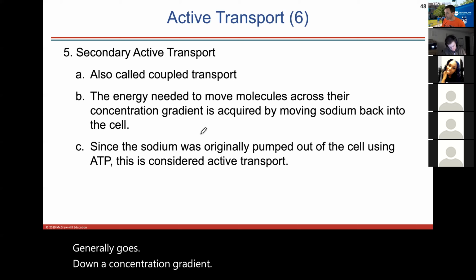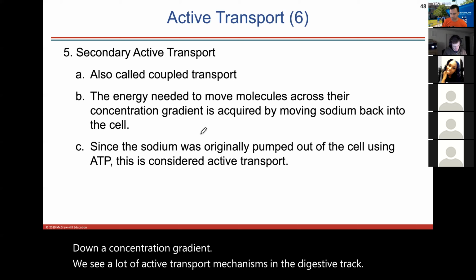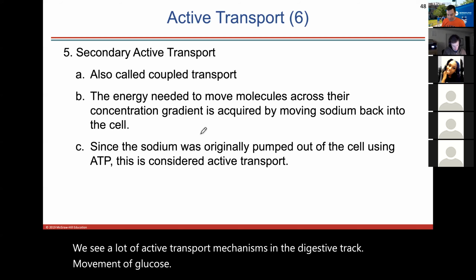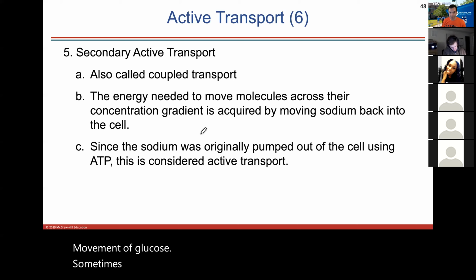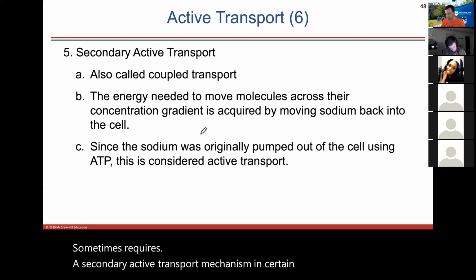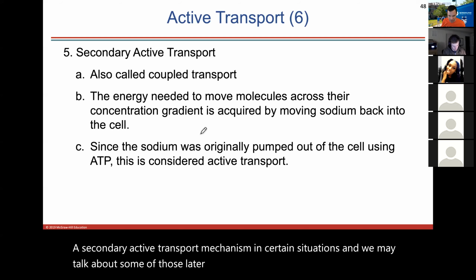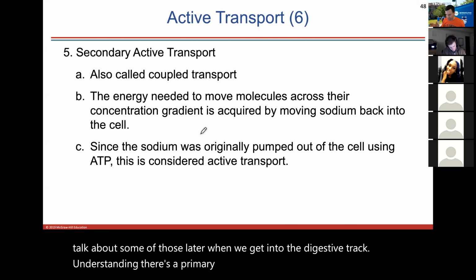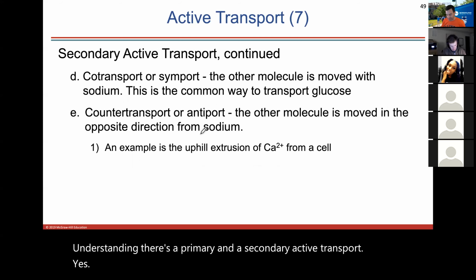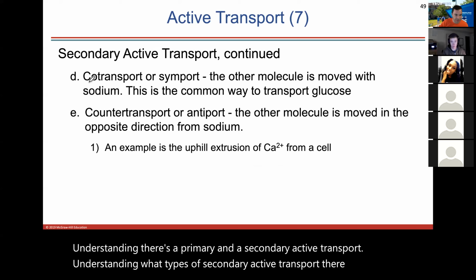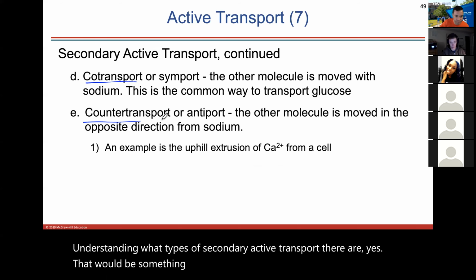We see a lot of active transport mechanisms in the digestive tract. Movement of glucose sometimes requires a secondary active transport mechanism in certain situations. Okay? And we may talk about some of those later when we get into the digestive tract. Understanding there's a primary and a secondary active transport, yes. Understanding what types of secondary active transport there are, yes. That would be something that you should be able to do.